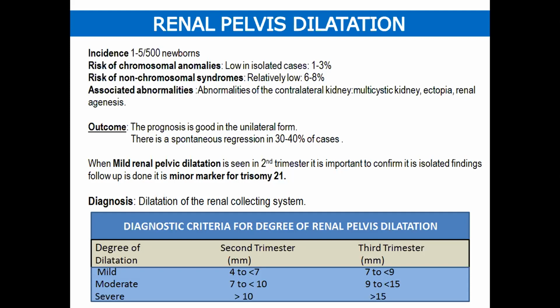The dilatation of the renal calyceal system has been classified, and this is the diagnostic criteria for renal pelvic dilatation. It can be mild, moderate, or severe in the second and third trimester. In the second trimester, 4 to 7 is mild, 7 to 10 is moderate, and above 10 is severe. In the third trimester, it is 7 to 9, 9 to 15, and above 15.